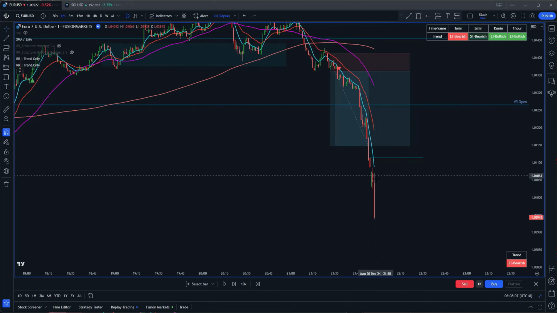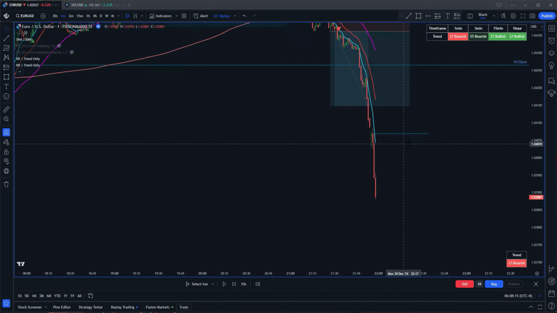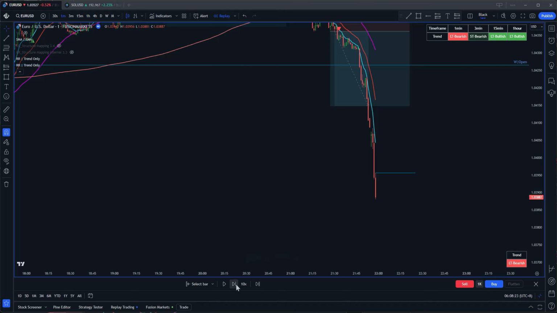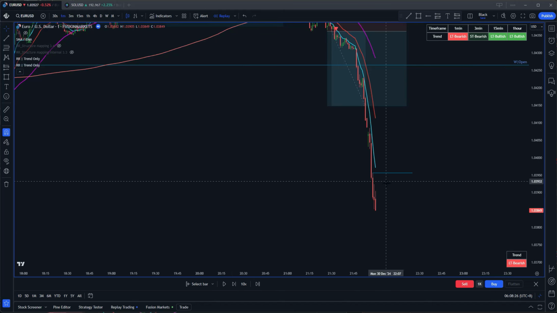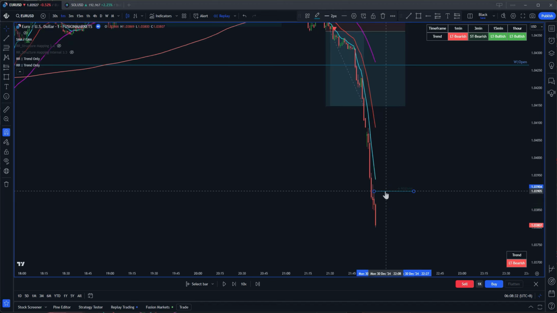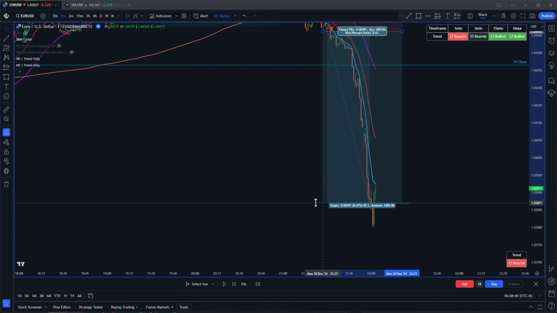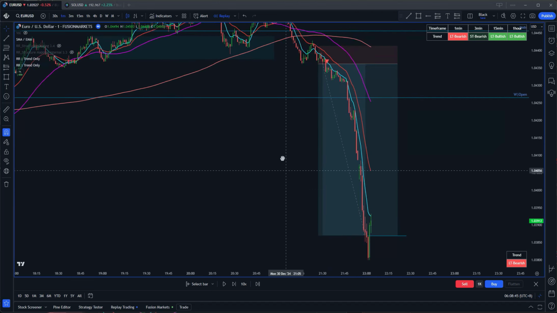Okay, and now your stop loss is above this candle. Now your stop loss is above this candle. Okay, and here's your stop loss. Here is your stop loss, and there we go, the stop loss is hit. So actually this looks like a 9-hour trade if you just manage it correctly.